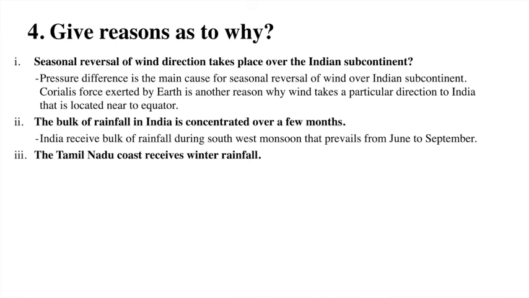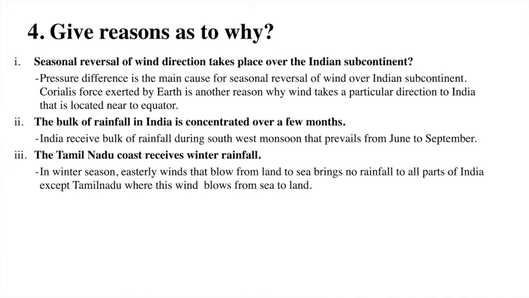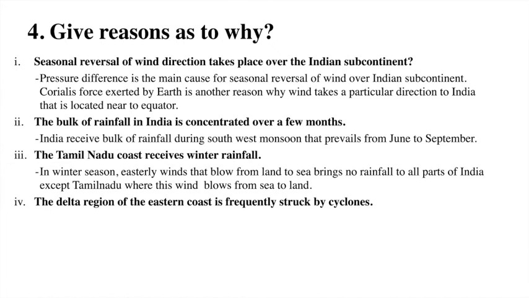Tamil Nadu coast receives winter rainfall. Why? Because Tamil Nadu coast receives winter rainfall from easterly winds. These easterly winds blow from land to sea, and in this respect they carry much less moisture. But when reaching Tamil Nadu, this wind blows from sea to land over the Bay of Bengal. So it carries moisture from the Bay of Bengal, and when it arrives at the Tamil Nadu coast, it gives rainfall to Tamil Nadu.